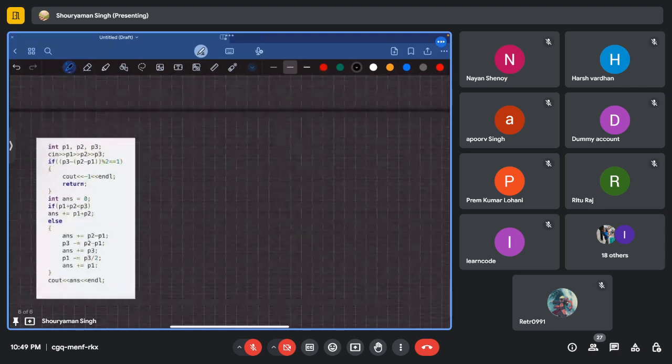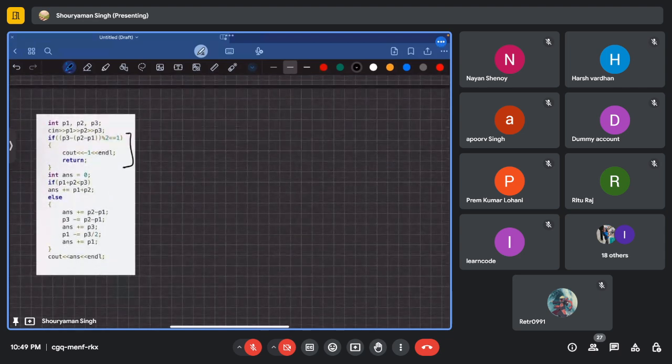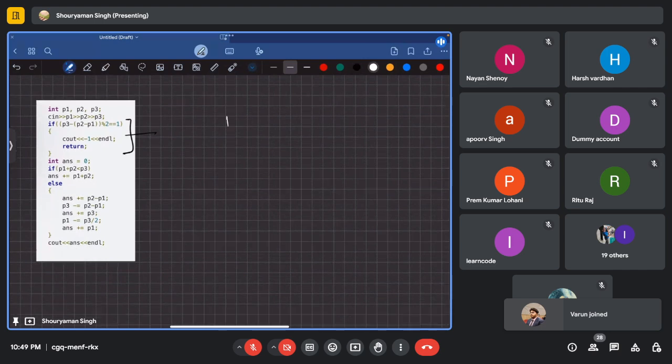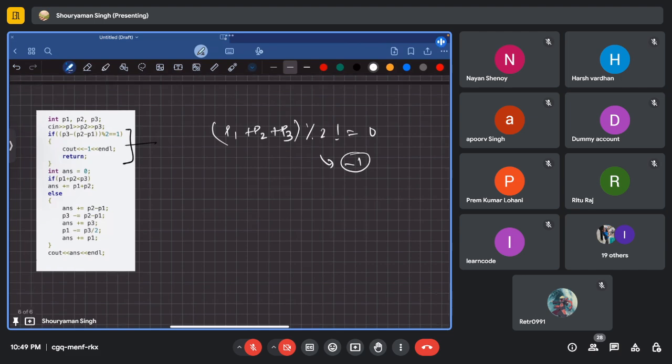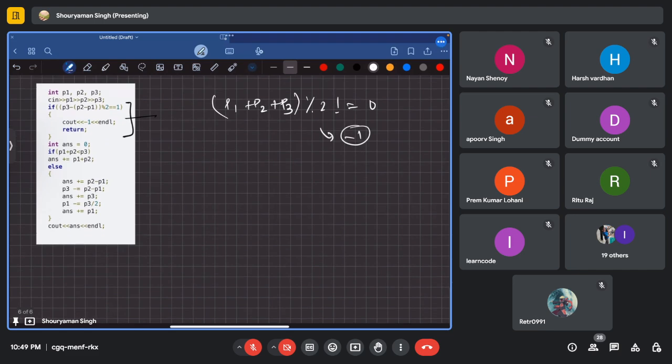So if you see here, what was done is P3 minus P2. If you look in the official editorial, it was written something like P1 plus P2 plus P3, and if mod 2 is not equal to 0, then you return -1 simply. It's actually the same here also. If you run a few test cases, you'll see that these two are the same, but that's not the case. The thing is, you go ahead and reduce.